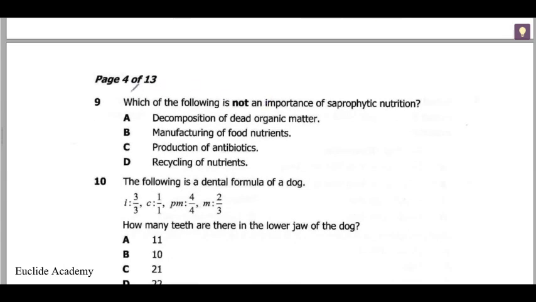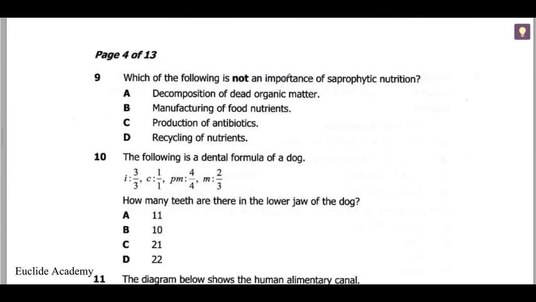Okay, we can jump to 9. Which of the following is not an importance of saprophytic nutrition? So what is saprophytic nutrition? Saprophytic nutrition is nutrition in which you have organisms feeding on dead, decaying organic matter.